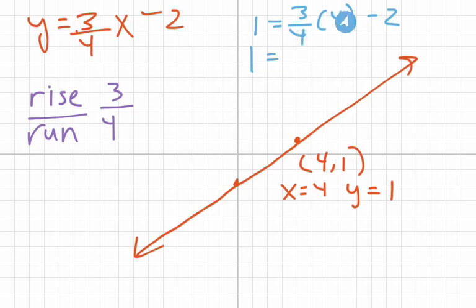Right here, the 4's cancel out, or you could do 3 times 4 is 12, and 12 divided by 4 is 3, and 3 minus 2 is 1. And again, that verifies that yes, that point is on the line. We just didn't have to go through the process of building a table to get there.